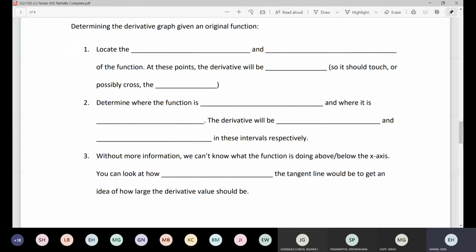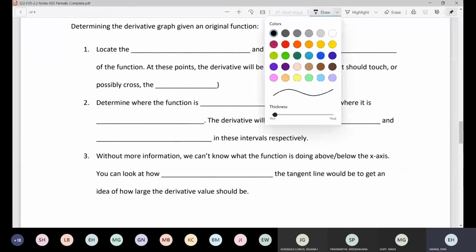Say we wanted to determine the derivative graph from an original function. So we're given the original graph, and we want to pick out from a couple choices what the derivative graph is going to look like. Here's how we're going to do that.